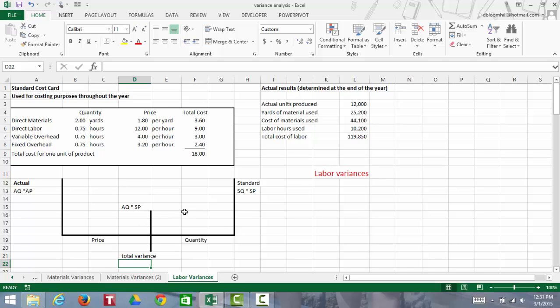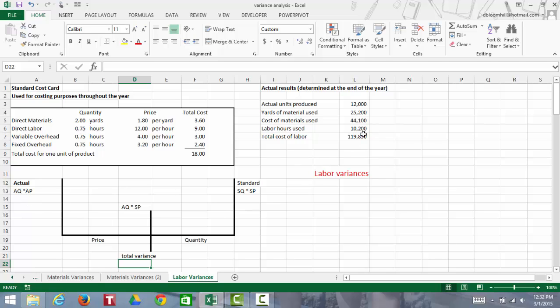Between the middle prong and the right-hand prong, we want to measure a quantity variance. Notice that price is the same, standard price and standard price, but the quantity varies, standard quantity and actual quantity. Now all we have to do is start filling in numbers and do a couple of multiplications, a couple of subtractions. We're done with the problem. The only number that is not given is the standard quantity of labor.